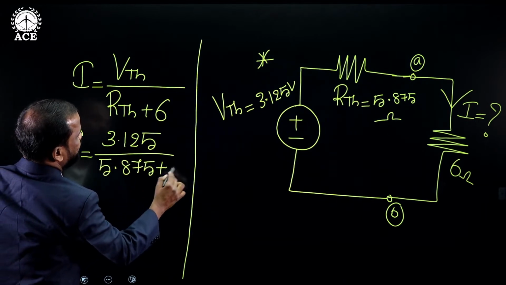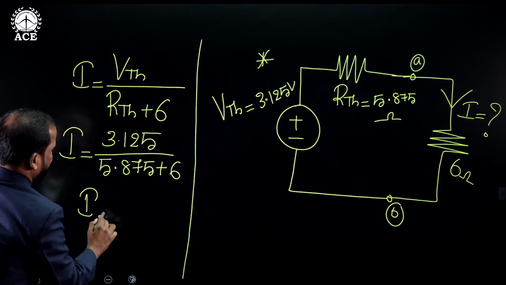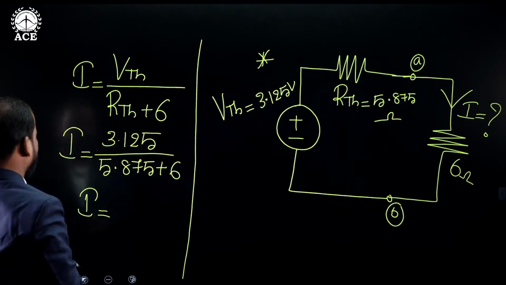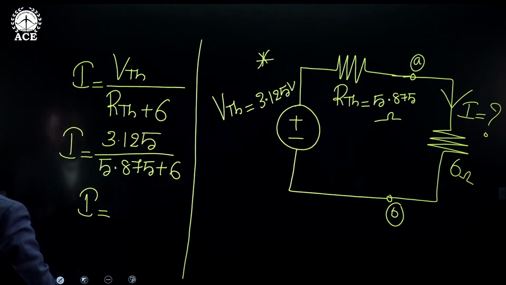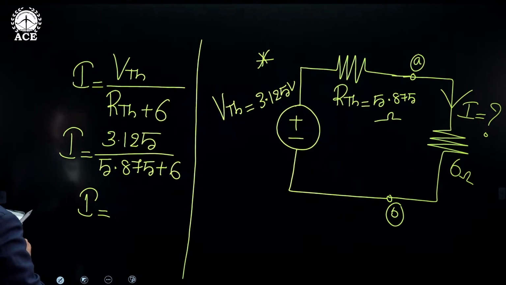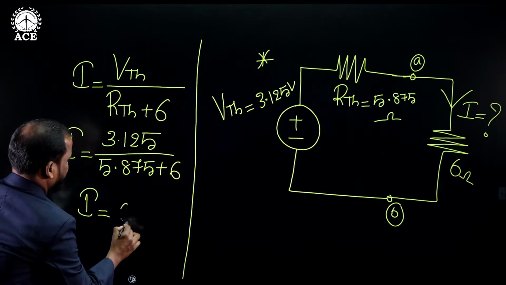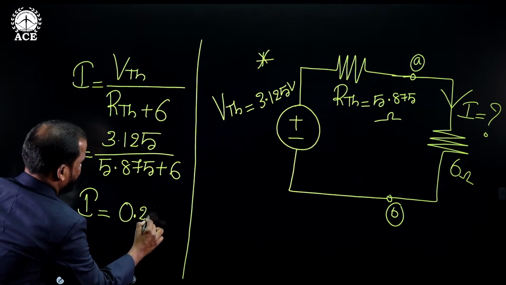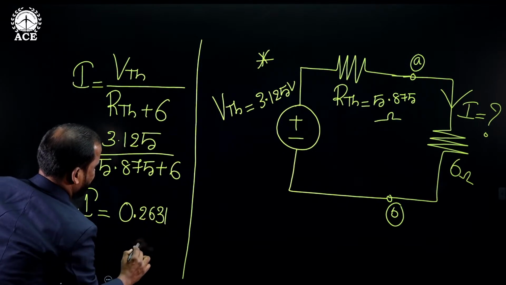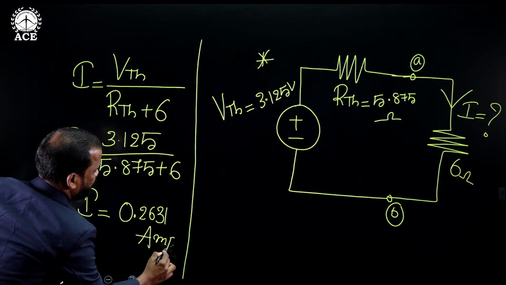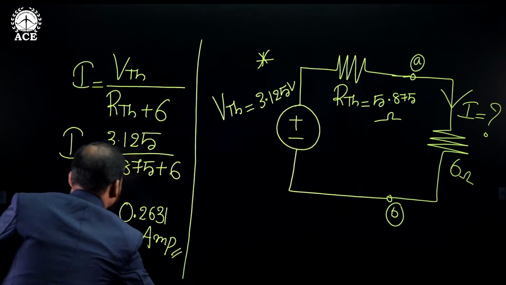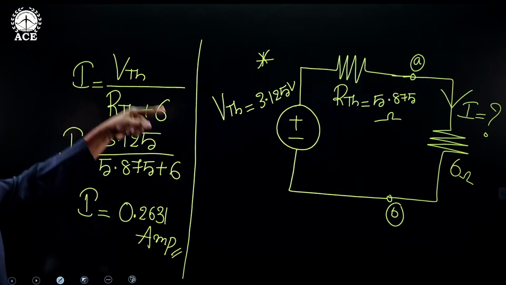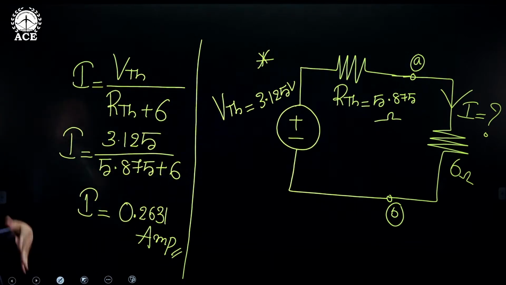5.875 plus 6. So this value of I, just use a calculator and find it. How much? 3.125 divided by 11.875. It will give the value of 0.2631 amperes. So this is the current flowing through the 6 ohm resistance by using Thevenin's theorem.